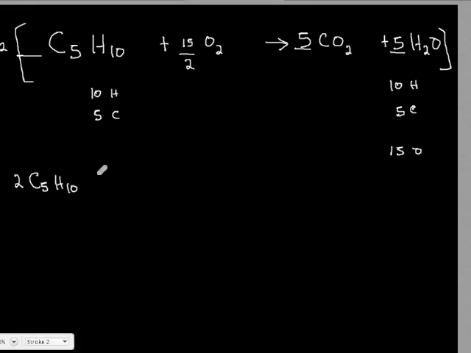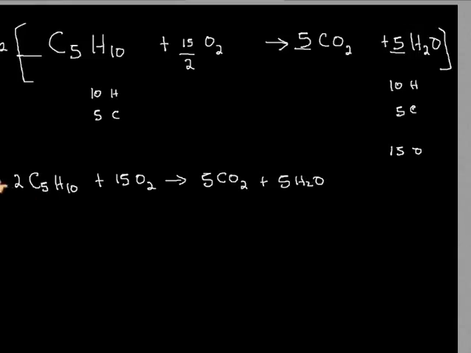So our final balanced equation is twice C5H10 plus 15 oxygen gives me 5 moles of carbon dioxide plus 5 moles of water.